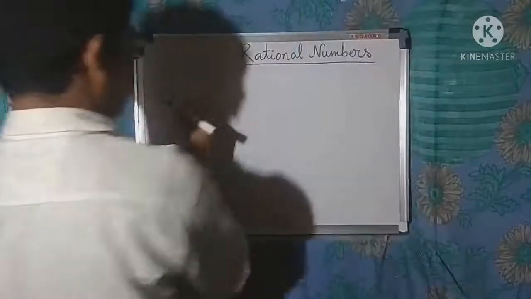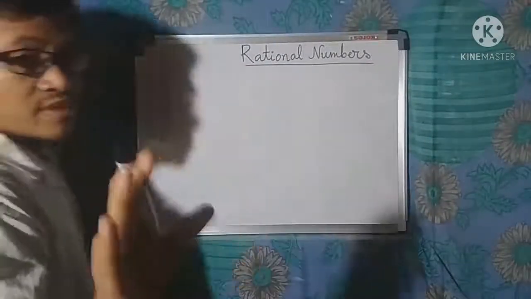So to become a rational number, there will be three conditions. Condition number 1, the number has to be in the form of p by q. Condition number 2, p and q are integers. And condition number 3, q is not equal to 0. Let us see.